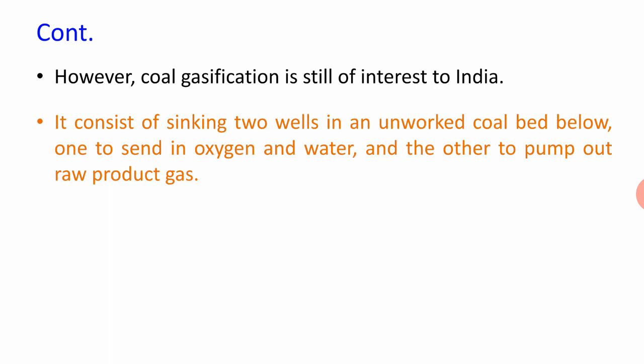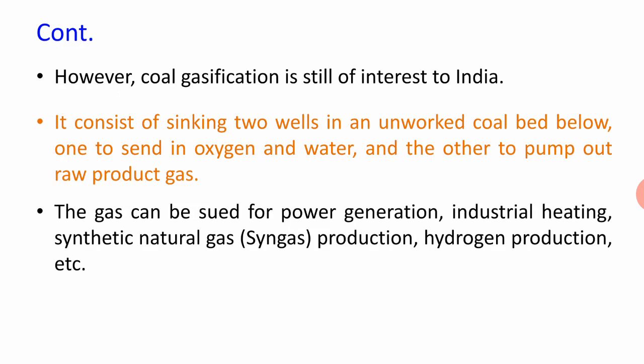It consists of sinking two wells in an unworked coal bed below, one to send in oxygen and water, and the other to pump out the raw producer gas. So this is one of the processes explained: they take two wells, so that on one side they provide oxygen and water, and on the other side they extract the raw producer gas. The gas can be used for power generation, industrial heating, synthetic natural gas production, hydrogen production, etc.